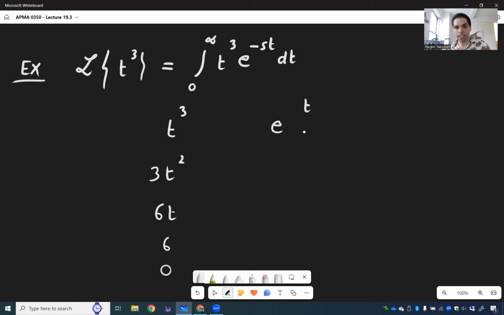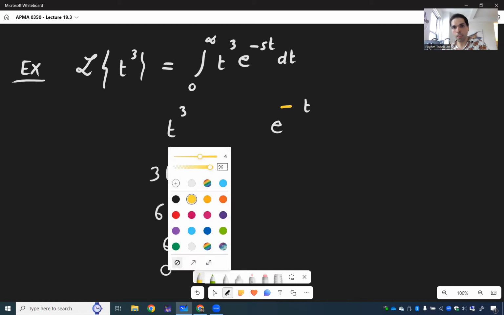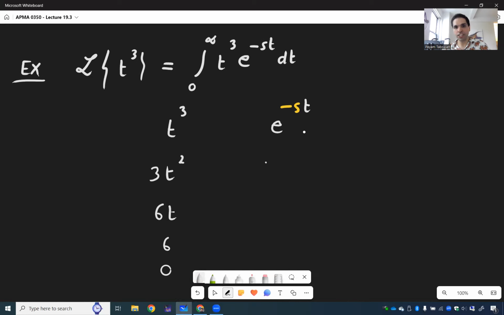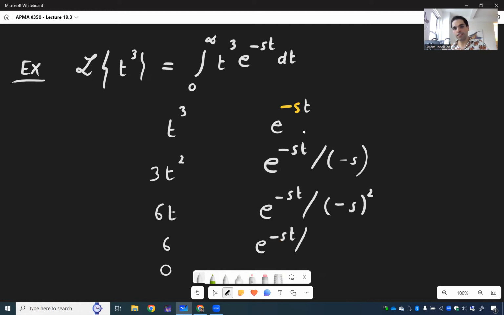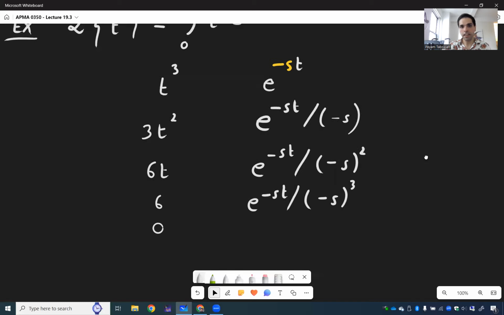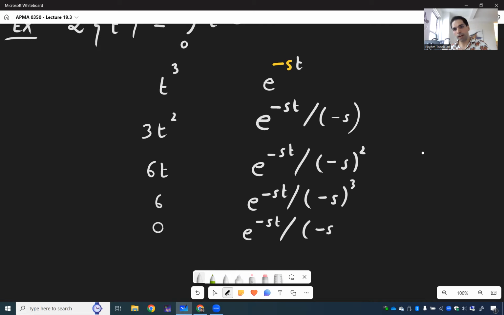So here we have e to the minus st, and then you anti-differentiate to get e to the minus st over minus s, and then you do it again, e to the minus st over minus s squared, e to the minus st over minus s cubed, and then e to the minus st over minus s to the 4th. I know it looks very weird, but you'll see it's always the same.